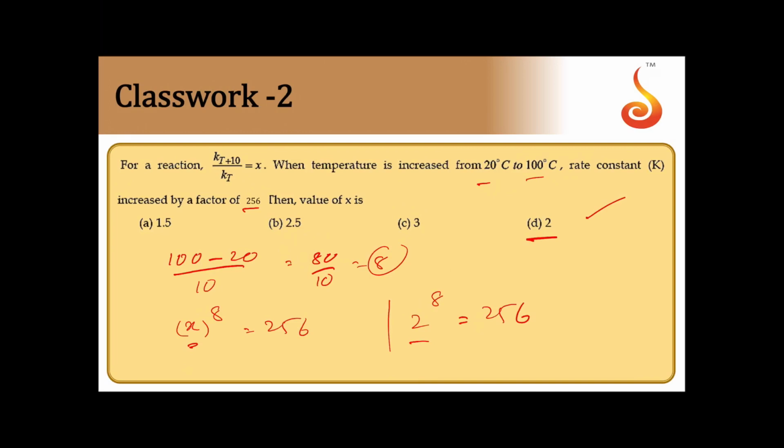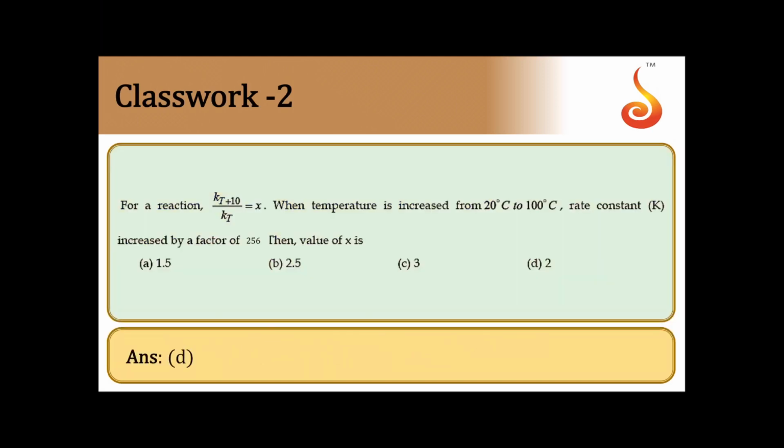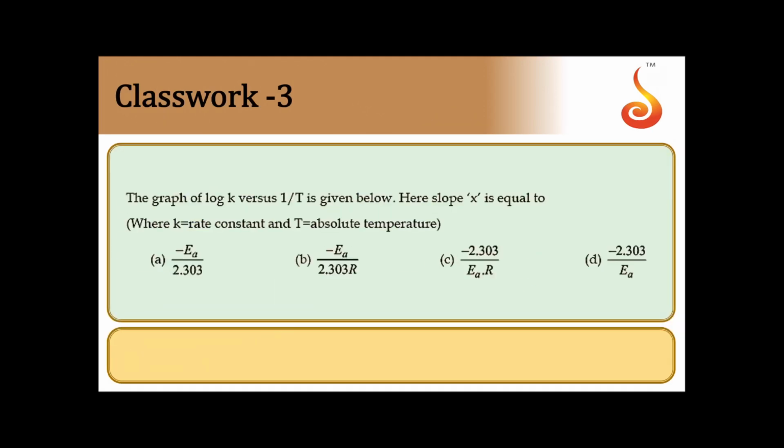So there are 8 tens between 20 and 100 degrees Celsius, that is, 100 minus 20 by 10, we got 8. Therefore, the rate should increase by x to the power of 8 times. The value is given as 256, and 256 means 2 to the power of 8. Therefore, the value of x must be equal to 2. Answer is option D. Next one.